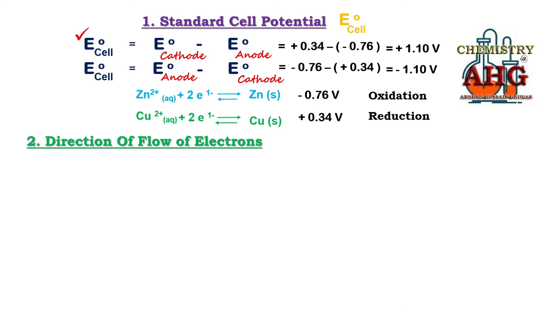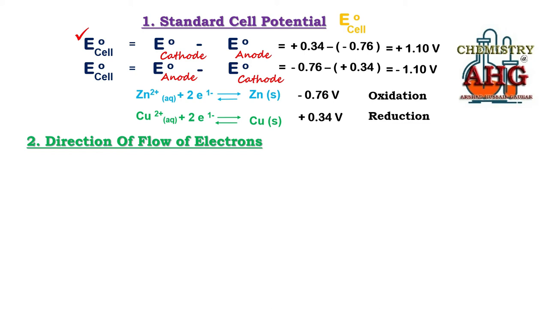And what definition can you write down for the standard cell potential of an electrolytic cell? It is the voltage consumed by an electrolytic cell for a redox reaction. So this is how you can differentiate the standard cell potential for an electrolytic and for an electrochemical cell.